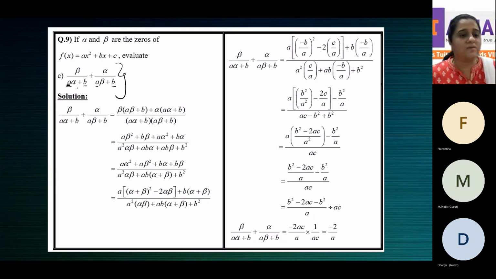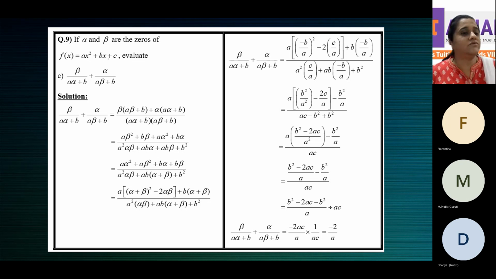Okay. So this is a alpha plus b, and this is a beta plus b. The final answer can have any number, any sign, positive or negative. It can also contain a, b, c, because they are the coefficients. But it should not have alpha and beta. The final answer should not have alpha and beta.